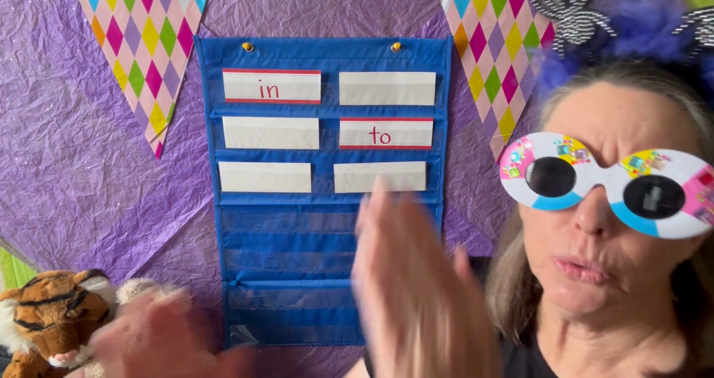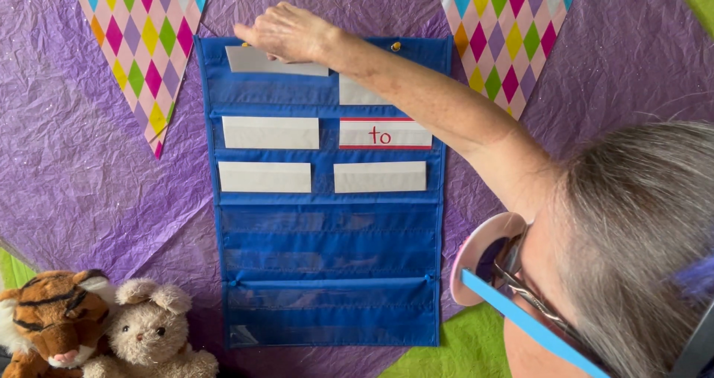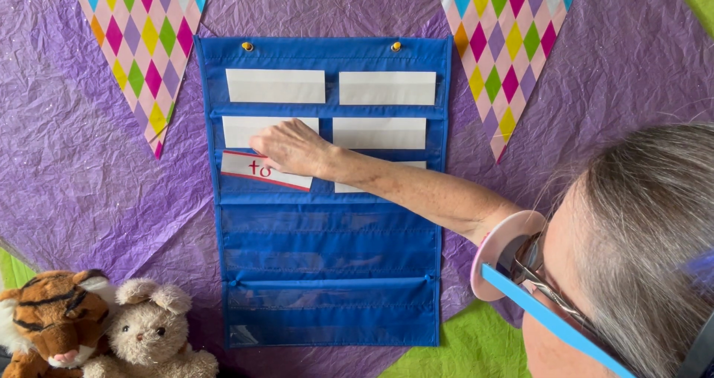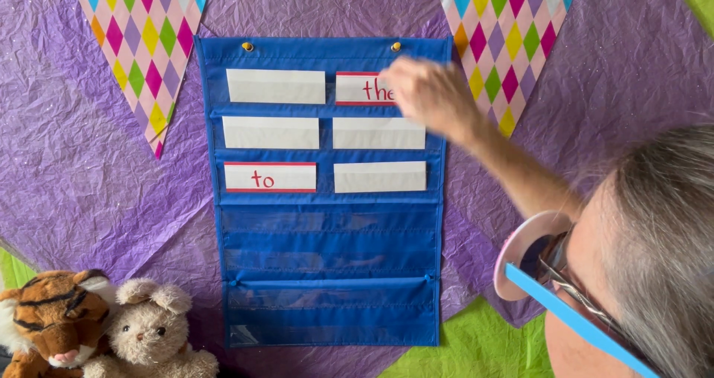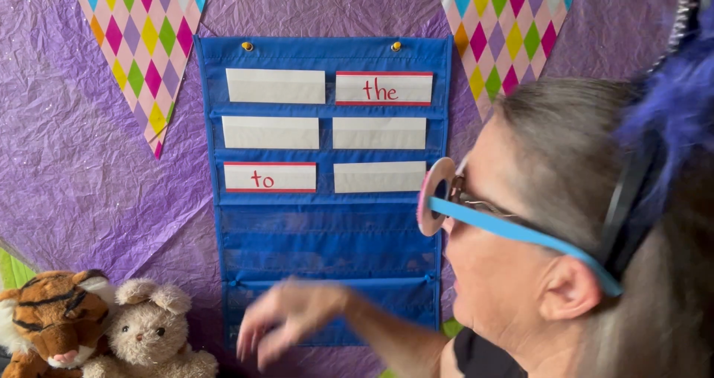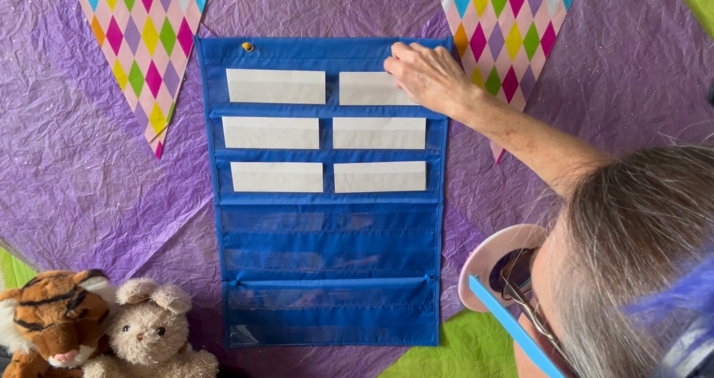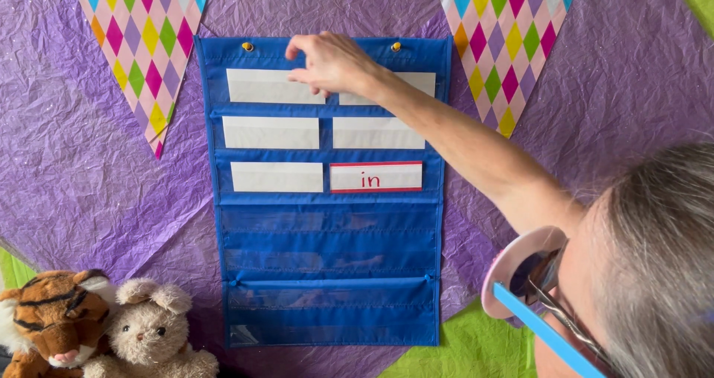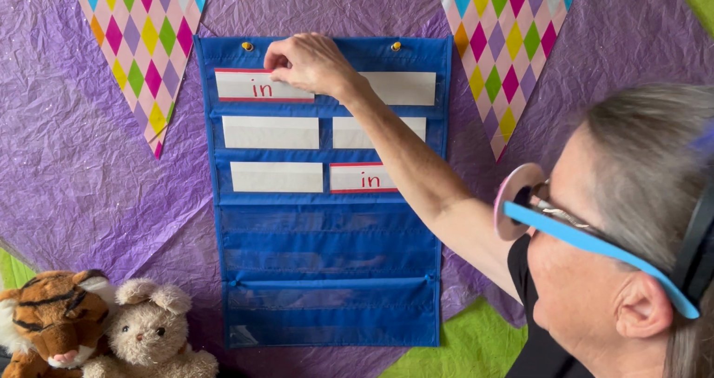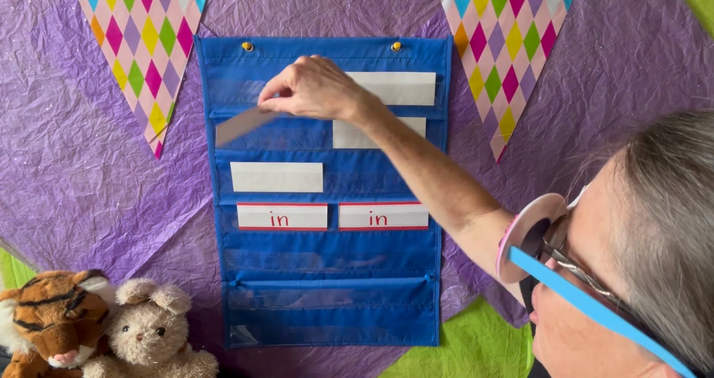In, two, no match. Wah, wah, wah. No in, no two. Let's make a match. Two, the or the. No match. Wah. Let's make a match. Here we go. In. We need a match. In. Let's make a match.